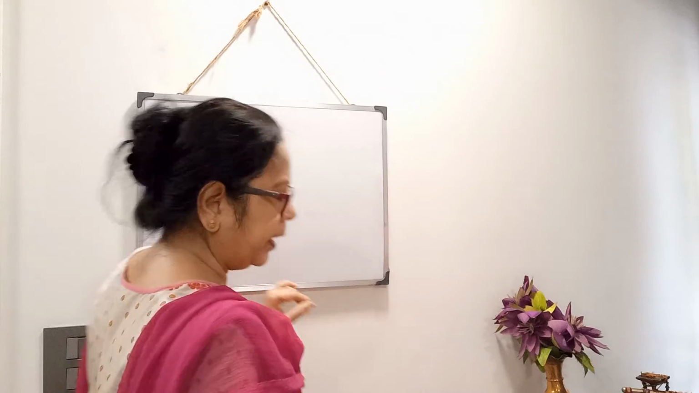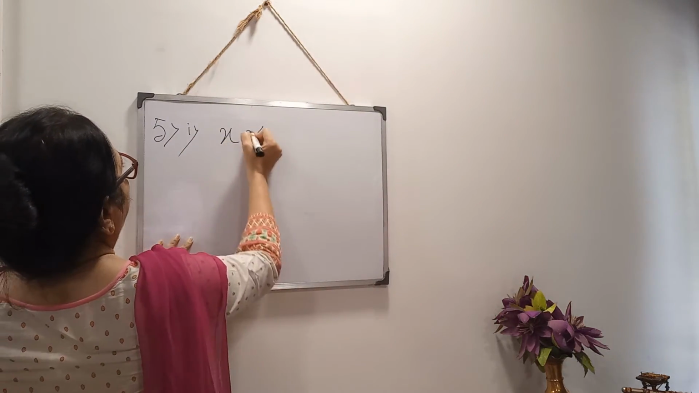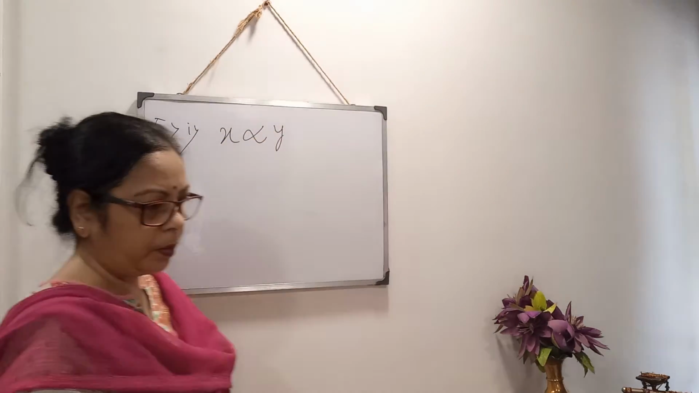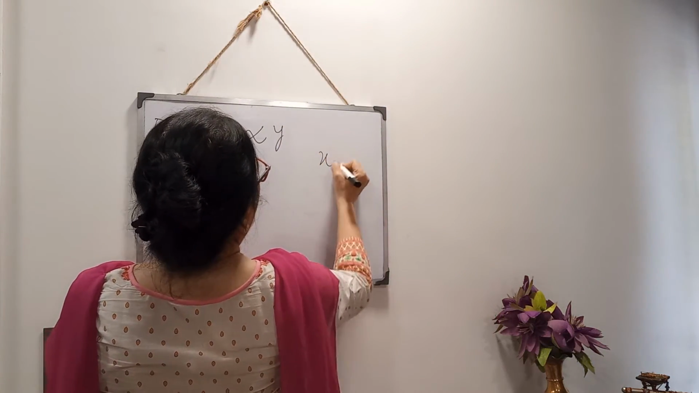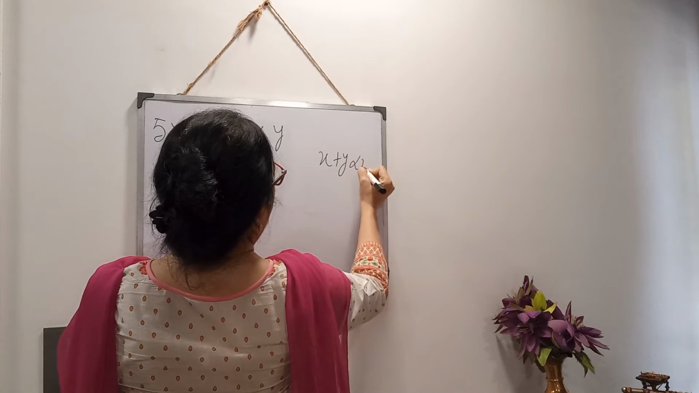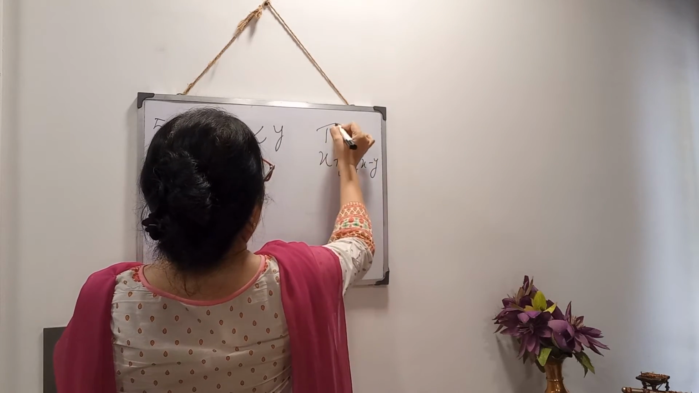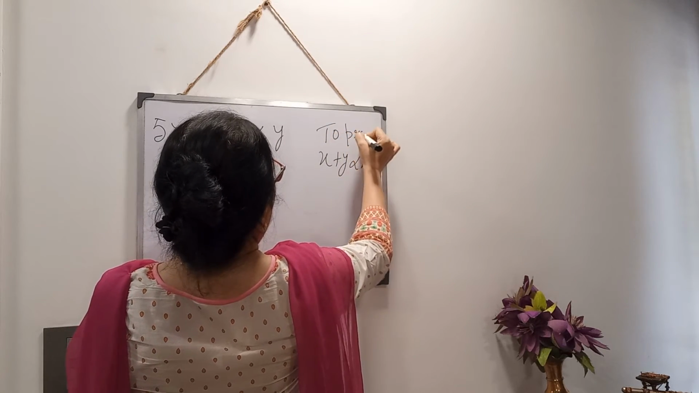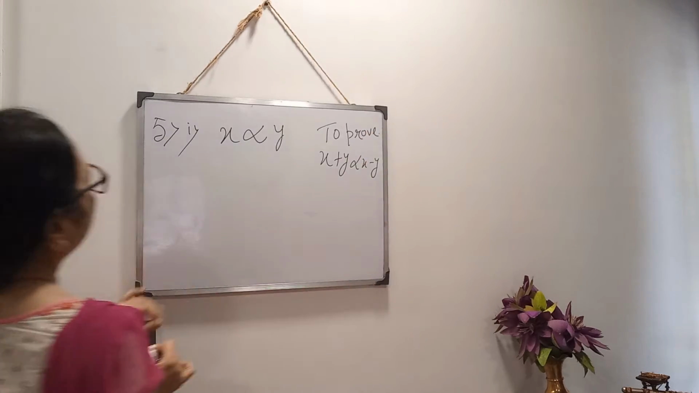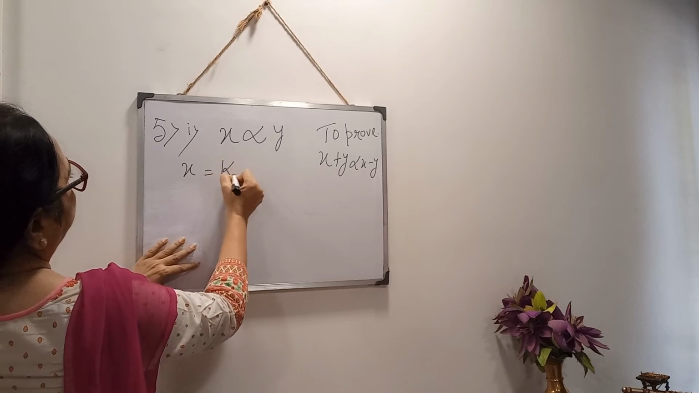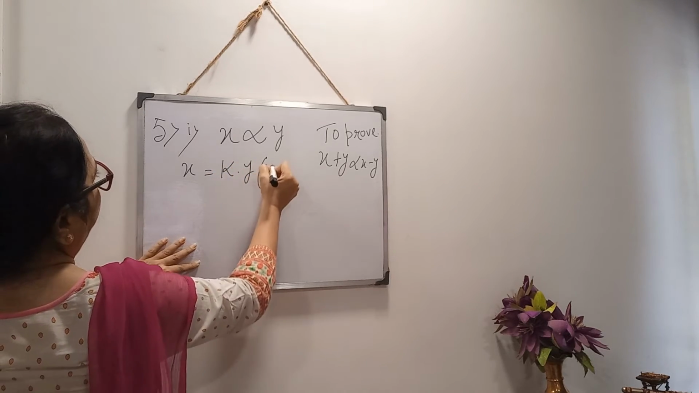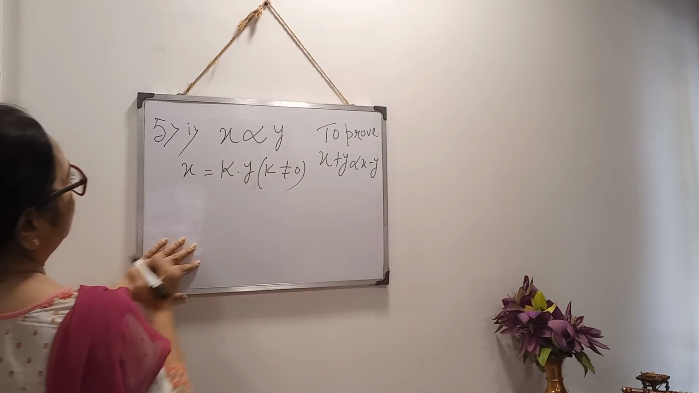It is given that x varies as y, and show that x plus y varies as x minus y. So you have to prove that x plus y varies as x minus y. This is to prove. Okay. Now x varies as y. So from here what we can write: x equals k into y. k is a non-zero variation constant.